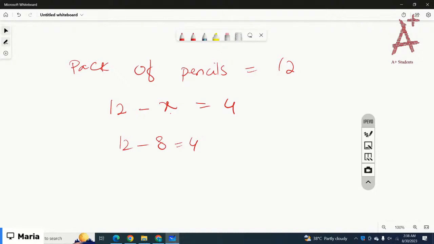Like I made a problem. You have a pack of pencils. You have given some of the pencils to your sister. And after giving the pencils to your sister, you are left with 4 pencils. So how many pencils did you give to your sister? You gave your sister 8 pencils, right? Okay, please try to understand the concept of the variables.